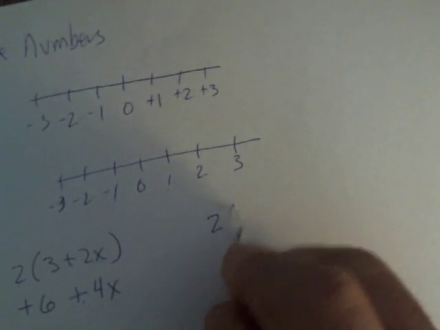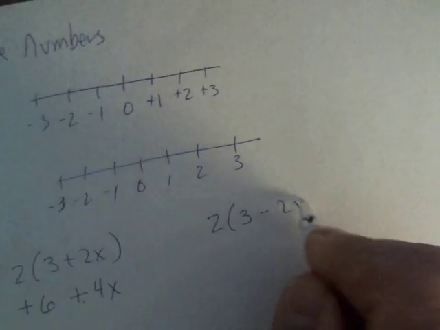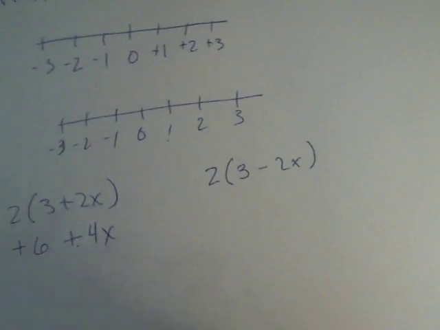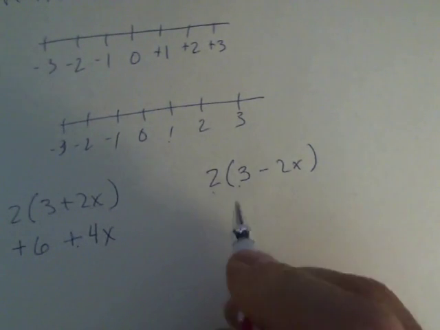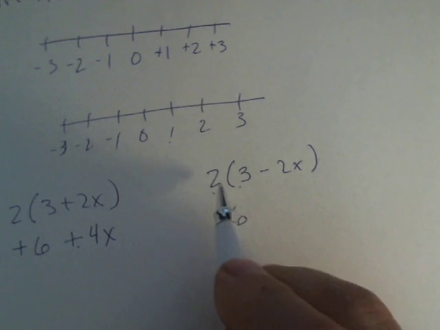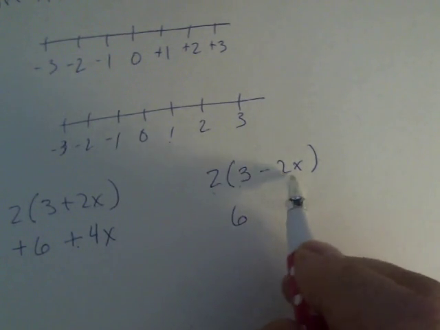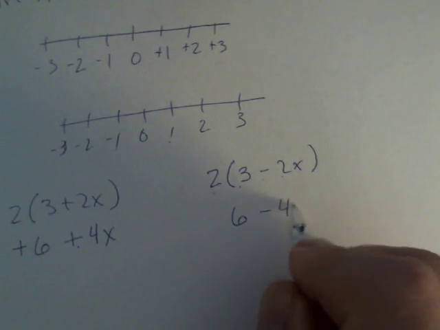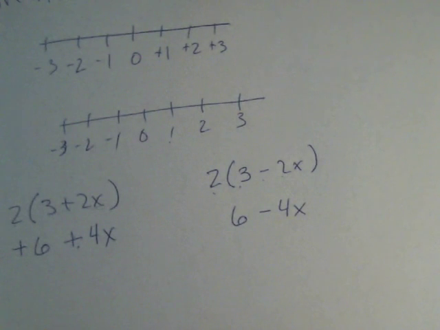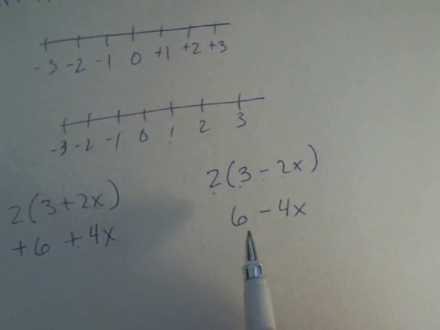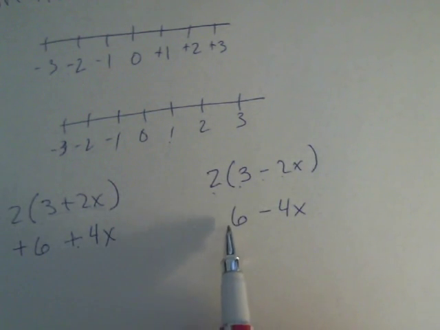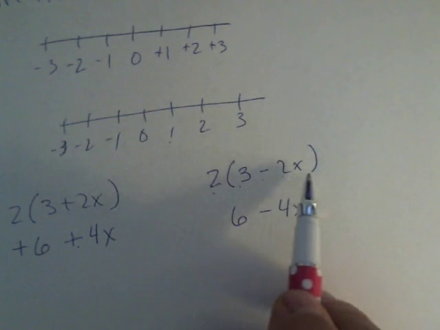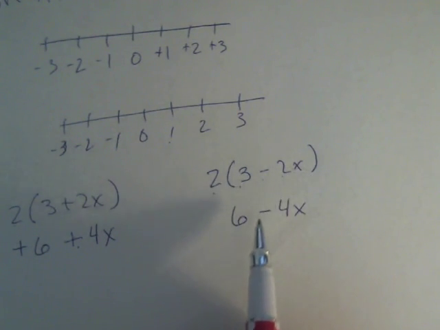So if I did the same thing here and then made this a minus 2x, I still take 2 times 3 to get 6. Then I take 2 times negative 2x, which gives me negative 4x. So you see how, when I start doing my distributing, I do the multiplication, then I determine the sign and I write it down.